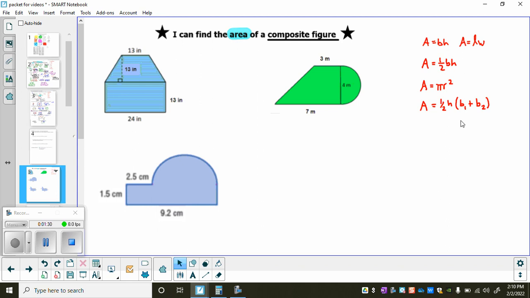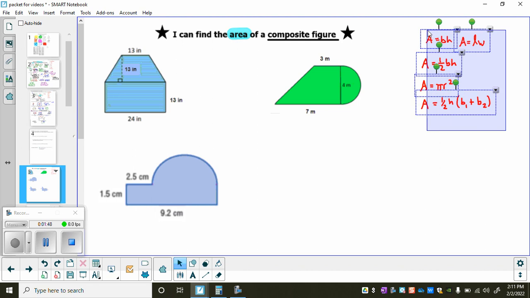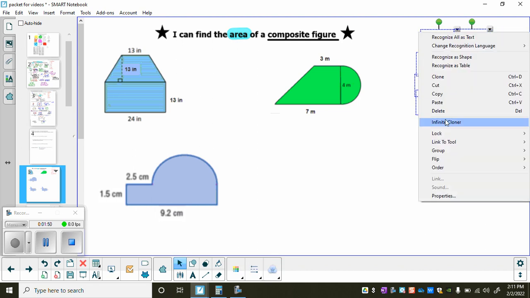Totally up to you. All right, so for this first shape right here, it looks like we've got a rectangle, and then it looks like there's a trapezoid sitting on top of that rectangle. So basically for the area of the rectangle, we know that it's base times height. And then for the trapezoid, that's this last one right here. And again, we covered these formulas in our last video. All right, let me turn the cloner on for these.